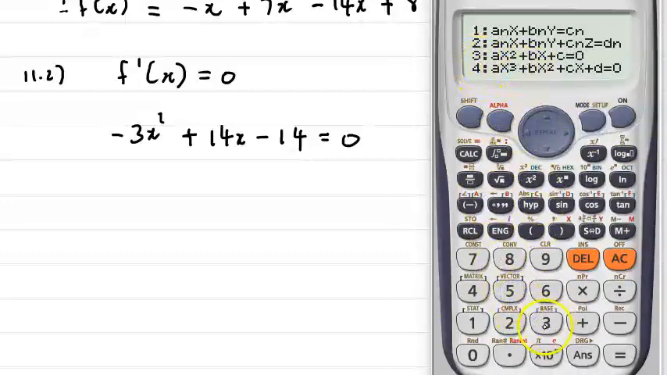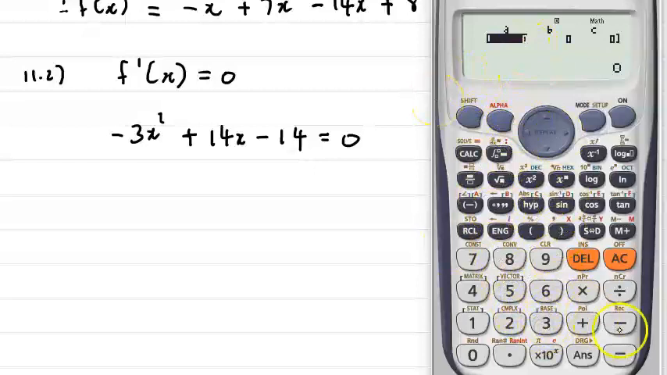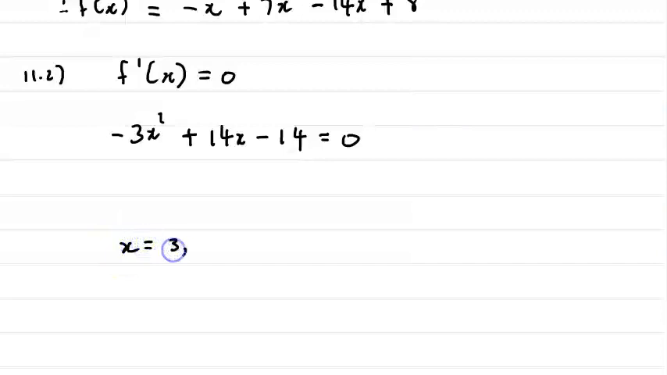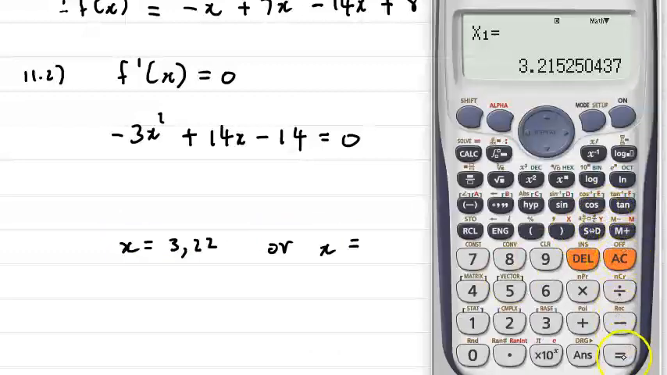So let's put in our values here, negative 3 and 14 and minus 14. You can use the quadratic formula. X equals minus b plus or minus the square root of b squared minus 4ac all over 2a. As you can see, our roots are irrational, so we have to use the formula in any case. So if you look at that, we'll round to 2 decimal places. We'll say x equals 3.22, or x equals 1.45.